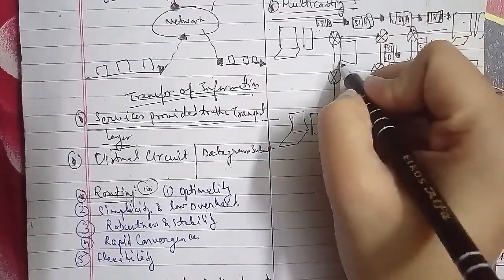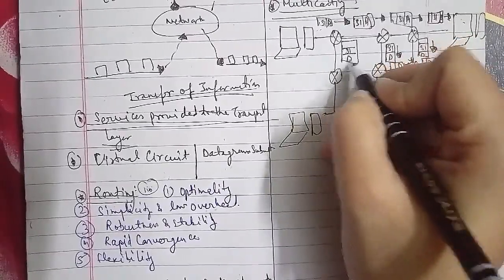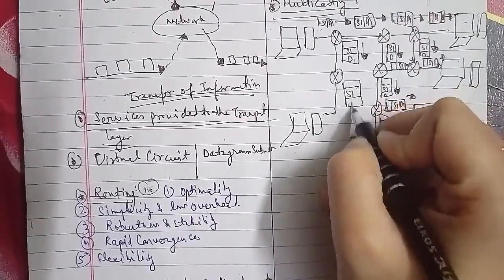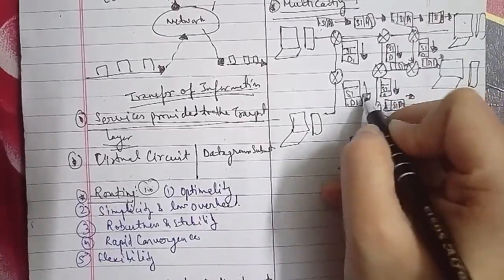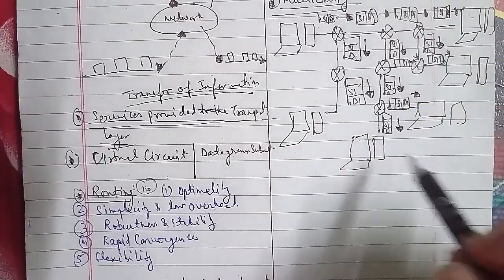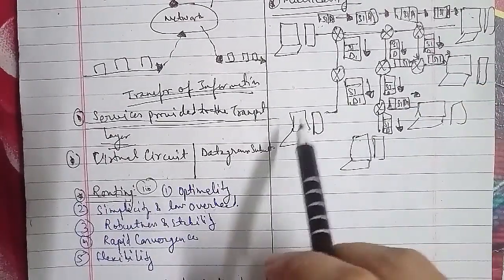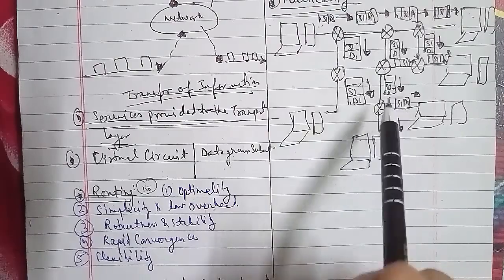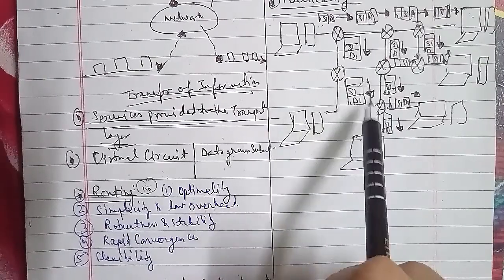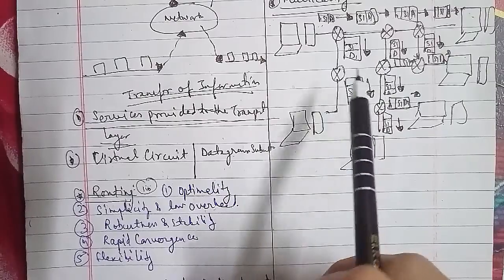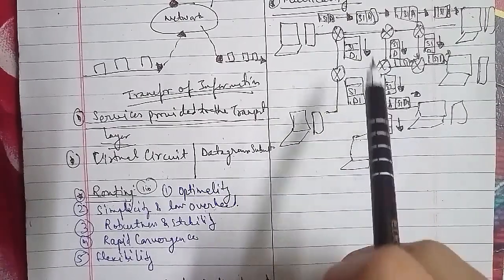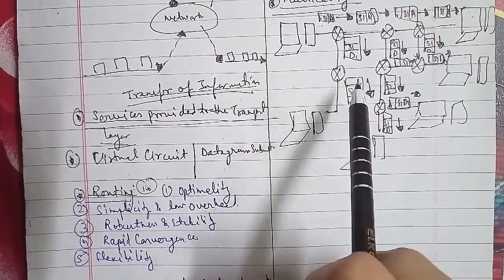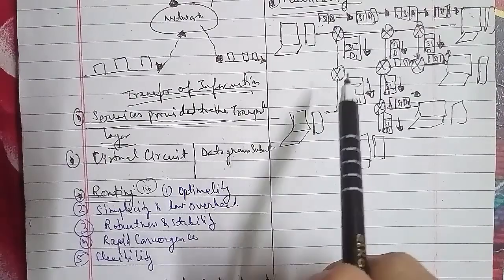Let's go ahead with another topic in detail. Discuss the problem of count to infinity associated with the distance vector routing technique, because that has been asked for 10 marks. Now we'll go ahead. Problem of count to infinity associated with distance vector routing technique.